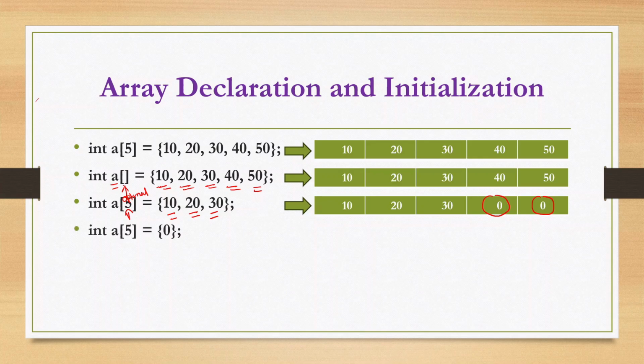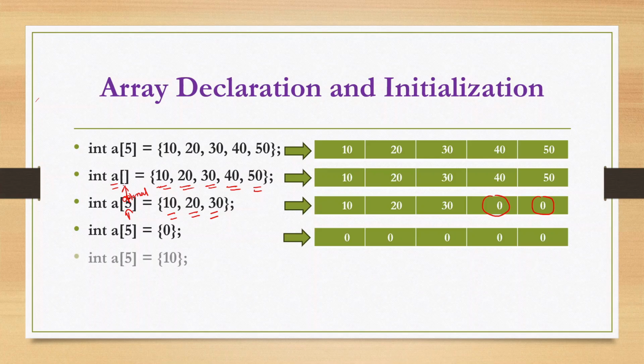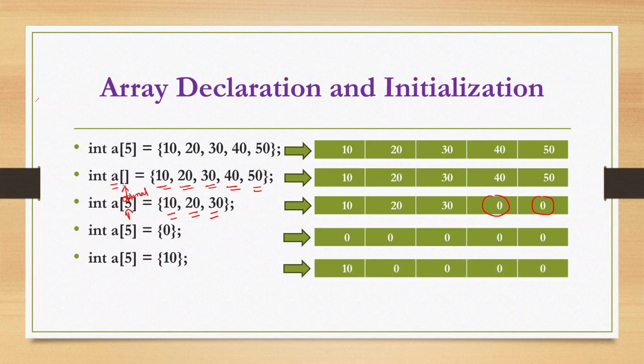The next statement is A of 5 initialized with 0. The meaning of this statement is that all the elements in the array will be initialized with 0. The next statement is, let's say int a of 5 is equal to, and I have initialized only one element, 10. The meaning of this statement is that the first element will be initialized to 10 and the remaining elements of the array will be initialized to 0.